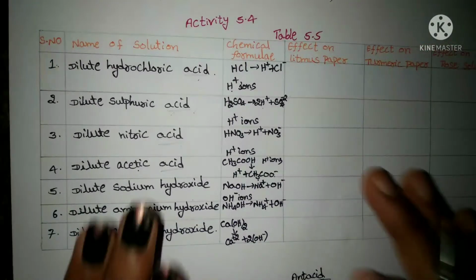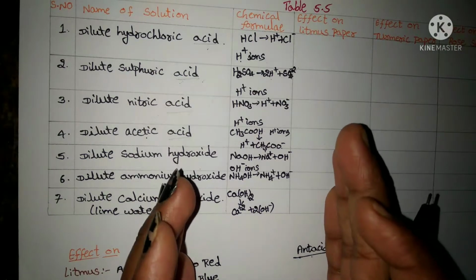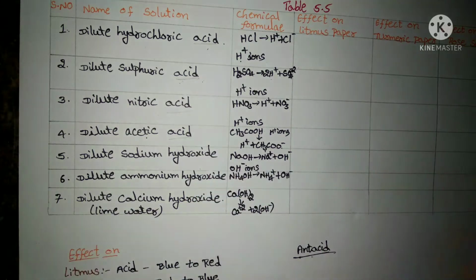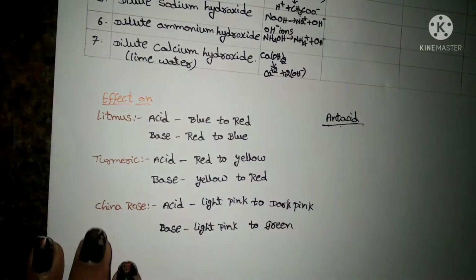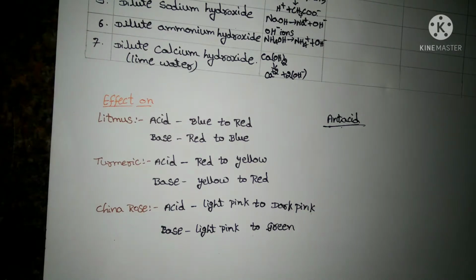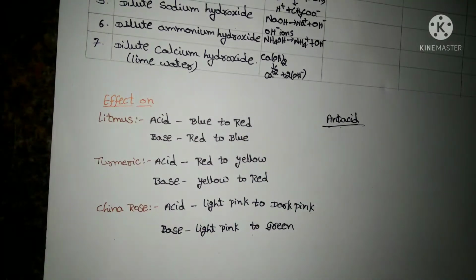Now, we have found what is the acid and what is the base. It is somewhat helpful while finding which is acid and which is base. So now please see here, the effect on litmus, turmeric and China rose indicators. How the indicators will change in acidic and basic substances. Okay. If you don't know how these have changed, related videos are there in the description, please go through that and watch the videos.